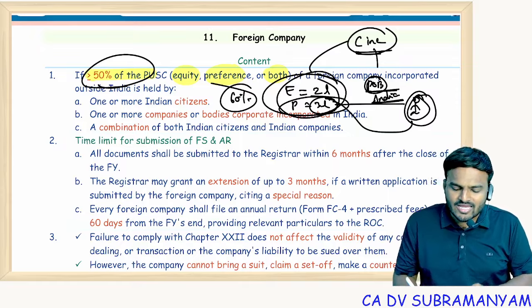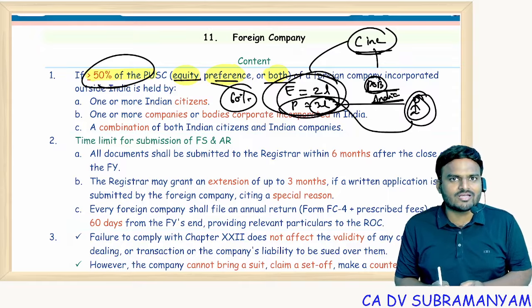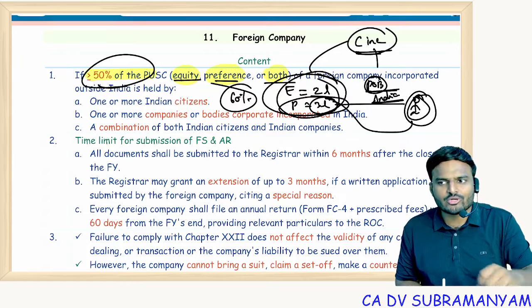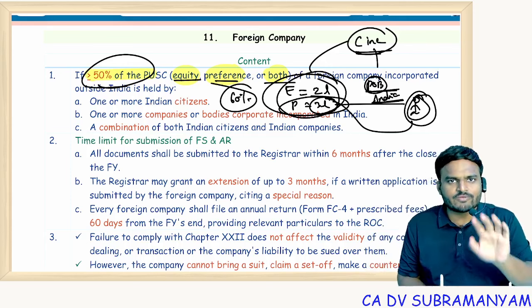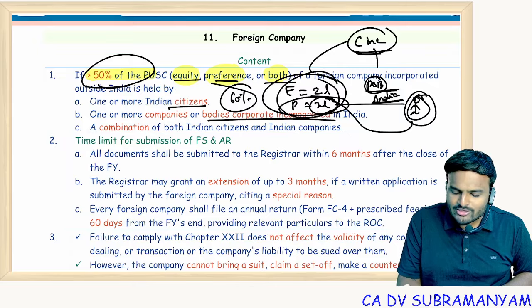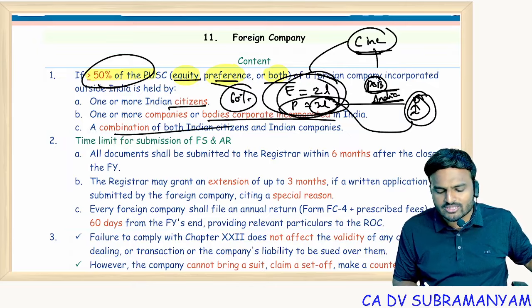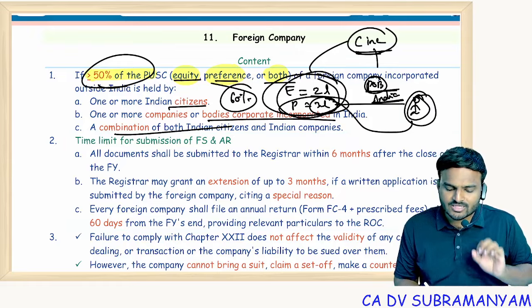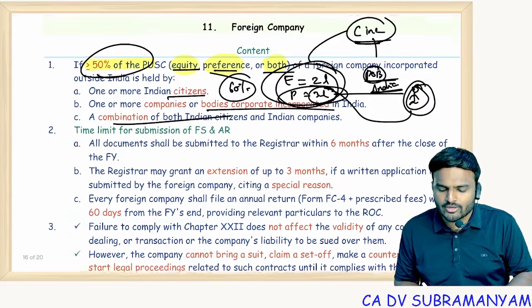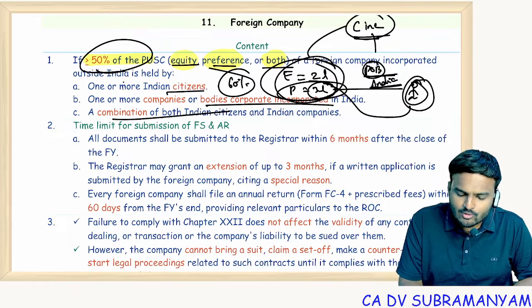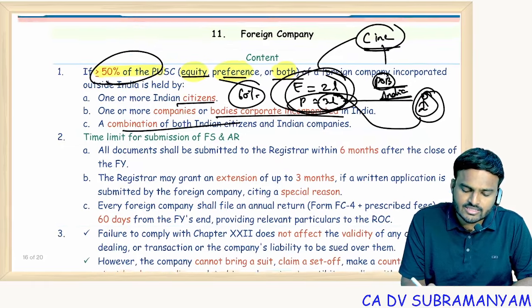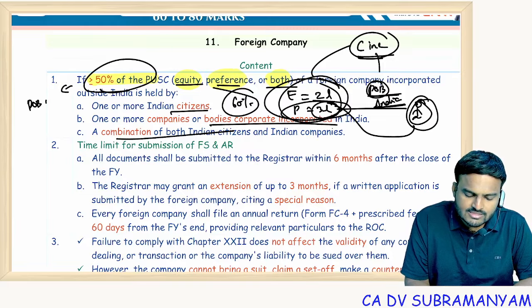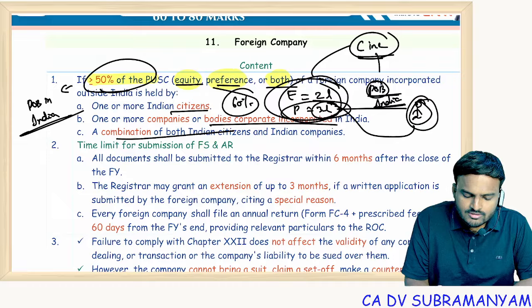Getting my point? Either equity or preference or both. Remember, no need to be 50% of equity, no need to be 50% of preference. In the entire pool, 50% held by Indian citizens, Indian body corporates, or a combination of Indian citizens and Indian body corporates. That's it. It is deemed to be Indian company. You remember that point. Foreign company incorporated outside India, having place of business in India, then it is deemed to be Indian company.